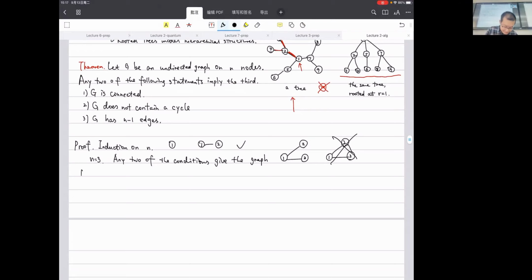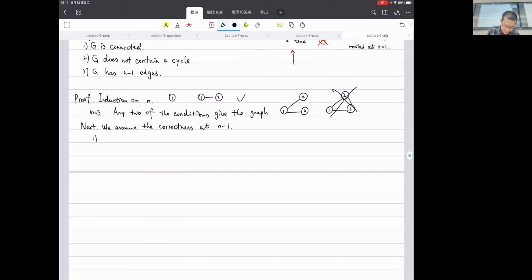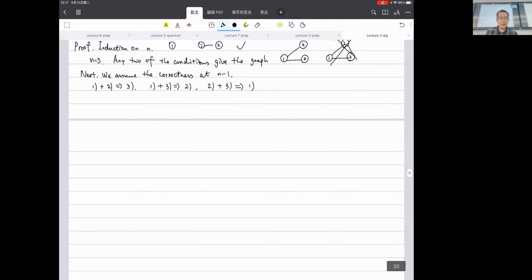Next, we assume the correctness at n-1. If you want to show the correctness of the theorem, we need to show 3 things. We need to show that 1 plus 2 implies 3, and 1 plus 3 implies 2, and also 2 plus 3 implies 1. For the convenience of our discussion, let's first assume that 3 is true.